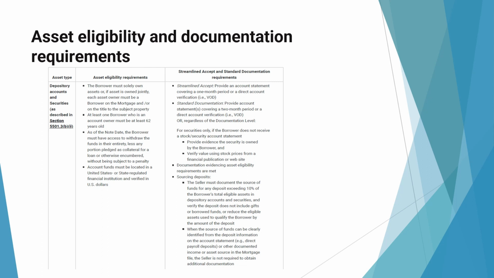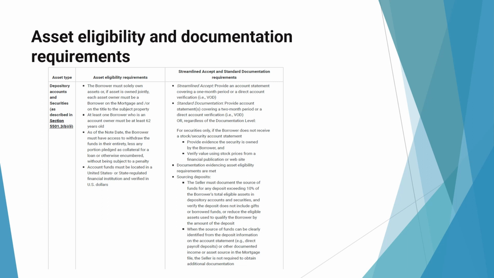Now we get into a fun one, liquid depository accounts, basically your checking and savings accounts. Let's dive in. The borrower must be the owner of the account solely. At least one of the borrowers must be 62 years old. As of the note date, the borrower must be able to withdraw the assets fully. Must be located in the U.S. and it must be in dollars.